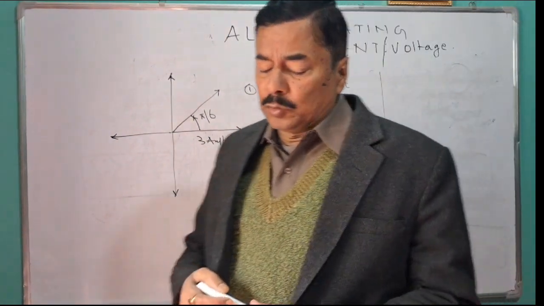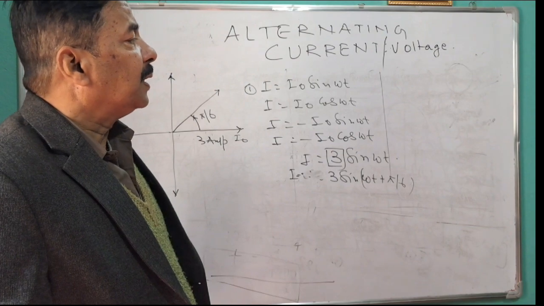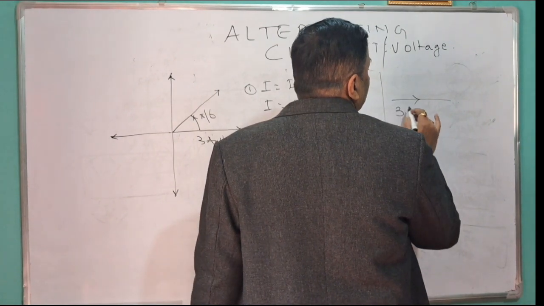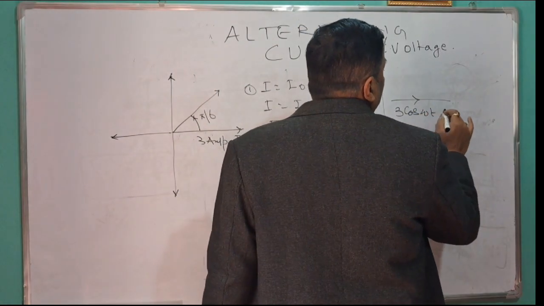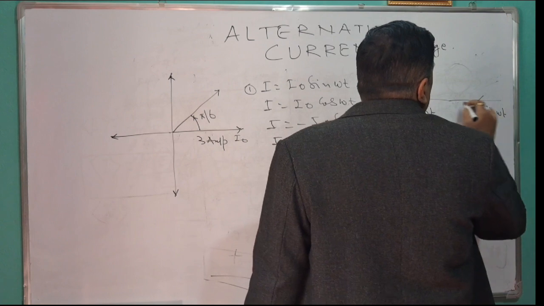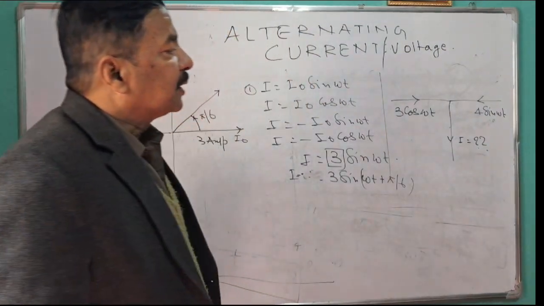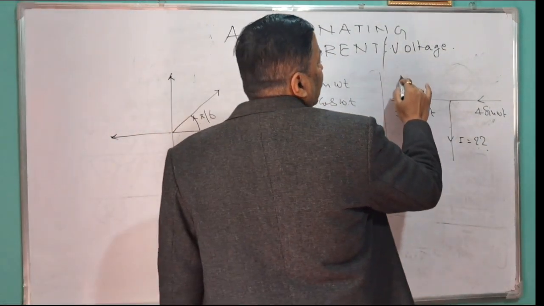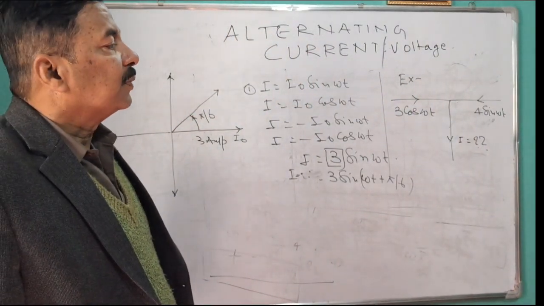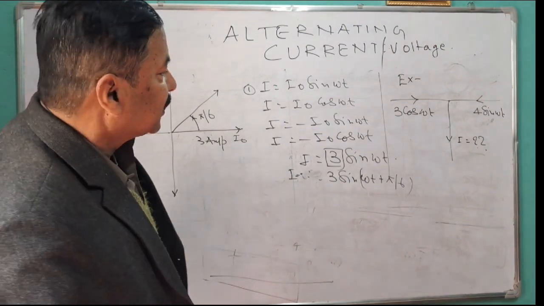Now what I mean to say to you people is that in this situation, this is also helpful to explain. Suppose here is the current 3 cos omega t, and here is the current 4 sin omega t, and you have to find the value of I. Suppose this is the question. For example, this is 3 cos omega t, this is 4 sin omega t, and you have to find what the value of I is. Now with the help of phasor you can very easily solve it. How? Let us try to understand.